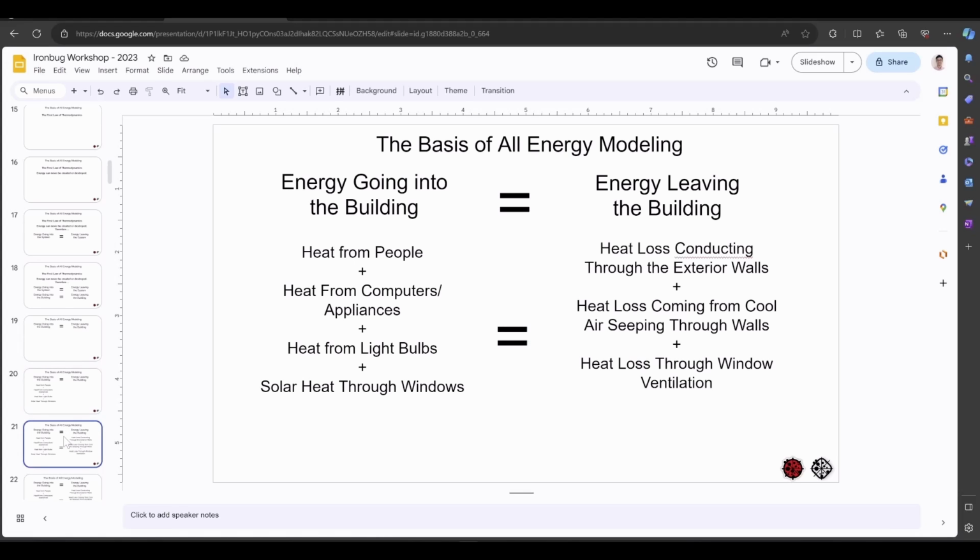And energy can be lost from the space through these means. The first one is heat loss conducting through the exterior walls and the exterior windows as well. The second one is infiltration. If the building is leaky, heat will be lost through those gaps in the wall. And then there is window ventilation. If you open the window, whenever indoor is warmer than outside, air will move the heat from inside to outside.